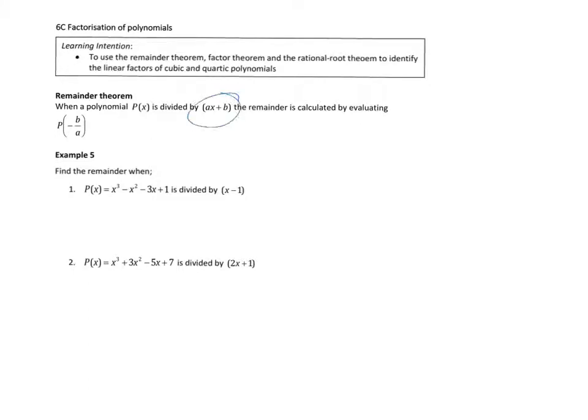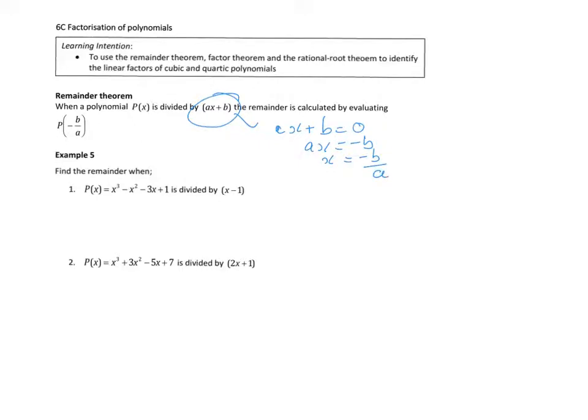this bit here. And so it says when a polynomial p of x is divided by ax plus b, the remainder is calculated with p of minus b on a. Now, where do they get that? Well, it's from letting that equal to 0. So you get ax is equal to minus b, so x is equal to minus b on a.